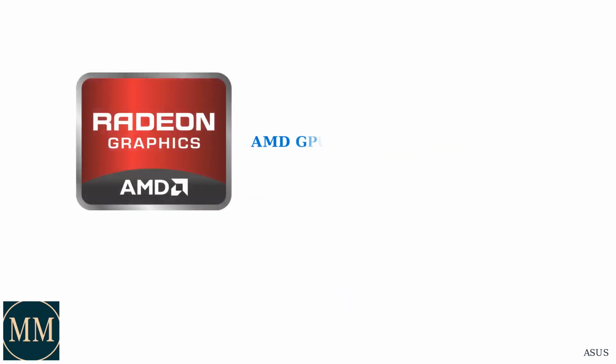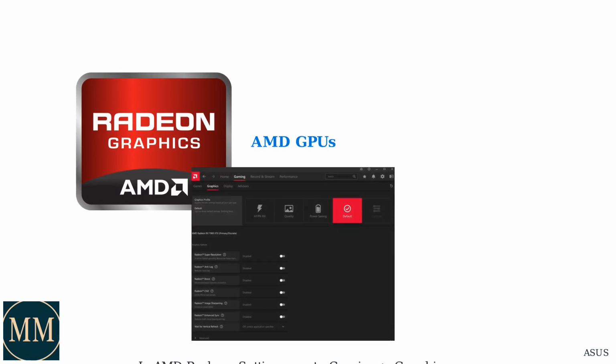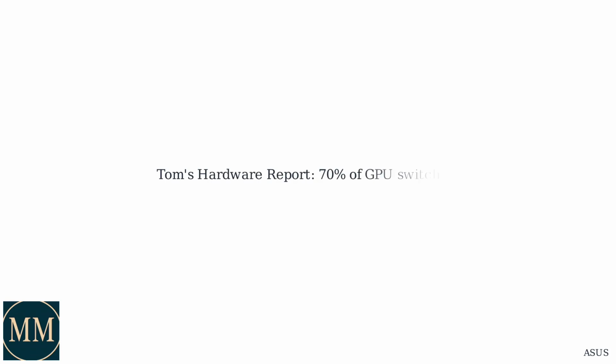For AMD GPUs, launch AMD Radeon Settings. Under the Gaming tab and Graphics subtab, you can configure which GPU to use for different applications. Forcing the discrete GPU can resolve compatibility issues. According to a Tom's Hardware report, reinstalling Intel drivers resolved 70% of GPU switching failures in dual monitor setups. Always ensure your integrated graphics drivers are up to date alongside your discrete GPU drivers.